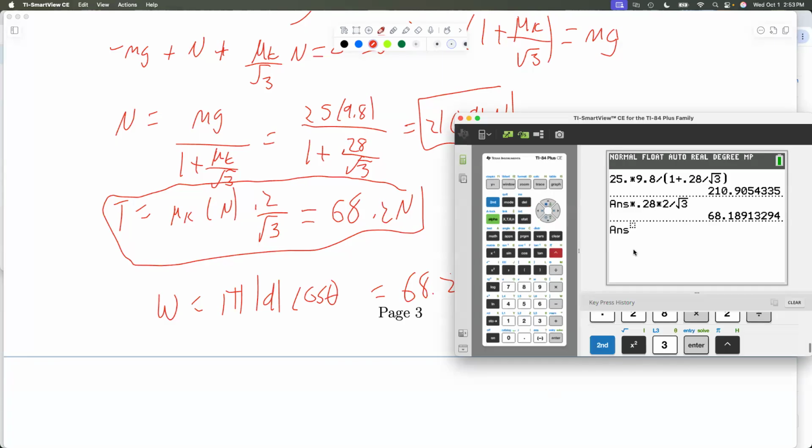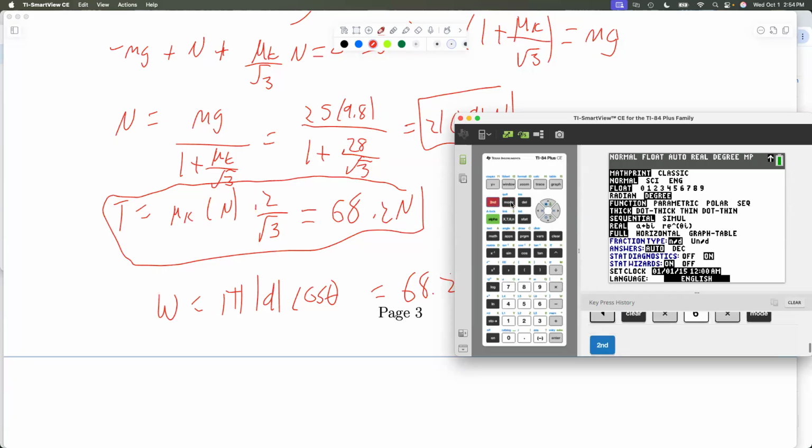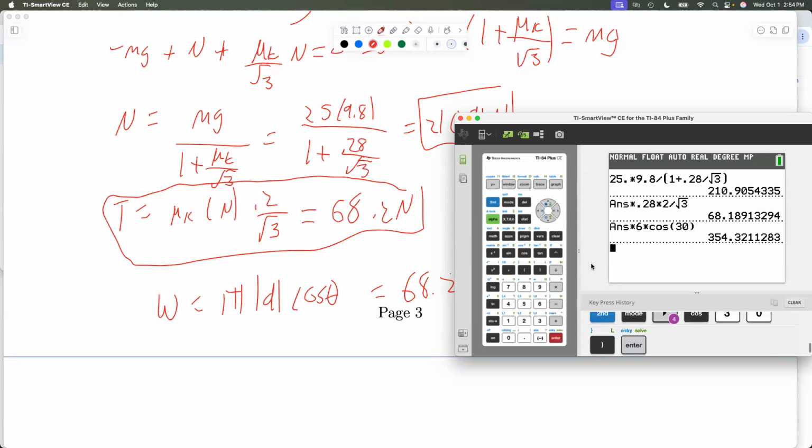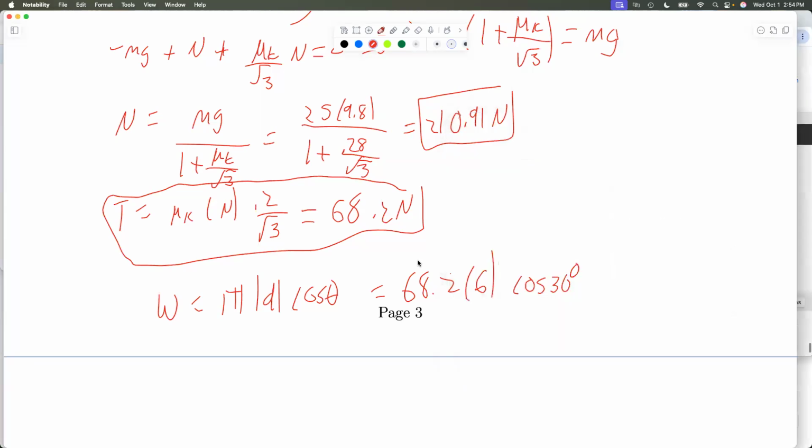So times, I don't know what it just did there. I got to clear that. I wanted times, it was doing like an exponent or something. Times 6 times cosine of 30. I don't know if I'm in degree mode. I gotta check my mode. I am. Okay. Make sure you're in degree mode. I could have just done root 3 over 2. 354.32 joules.